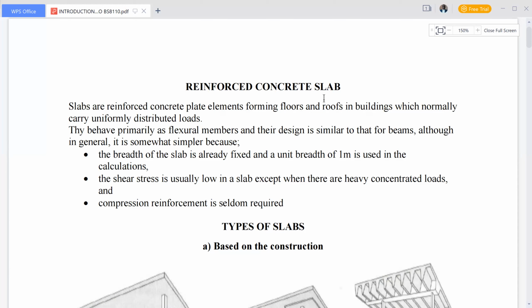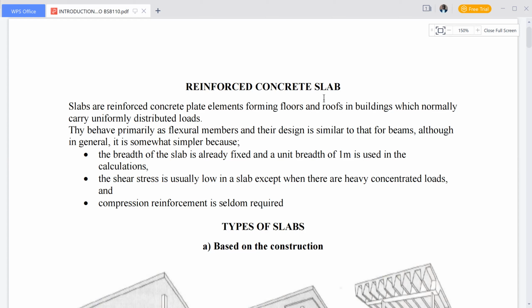We can say a slab is a reinforced concrete plate element forming floors and roofs in buildings, which normally carry uniformly distributed loads. So the concrete roofs and concrete floors in our houses is what we call the slab. Now, slabs behave primarily as flexural members and their design is similar to that for beams.